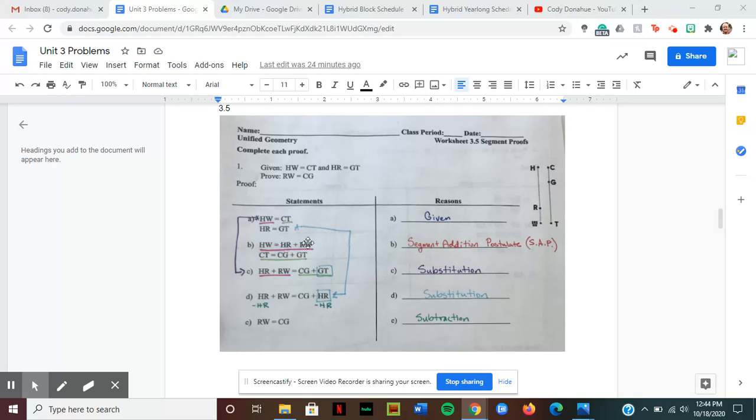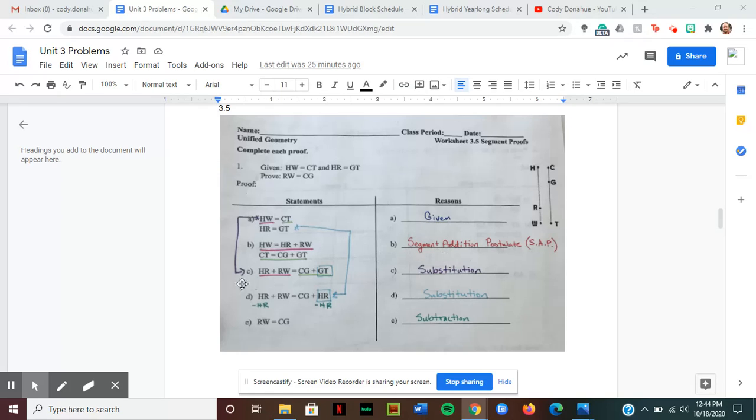If we remember what the segment addition postulate states, it states that if I have a long segment, such as HW, and I break it up into two smaller segments, so for this one, HR and RW, then the length of the two smaller segments will equal the length of the whole segment. That's what the segment addition postulate states. So because of that, to get statement B, we use the segment addition postulate. Okay, so let's keep moving.